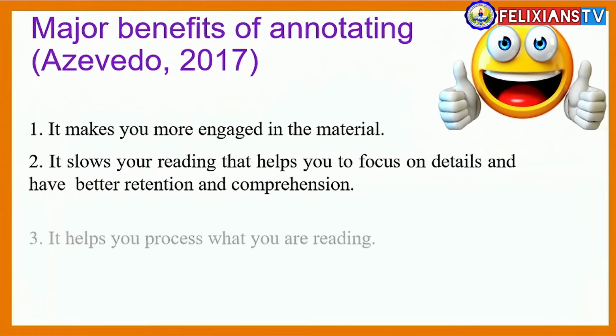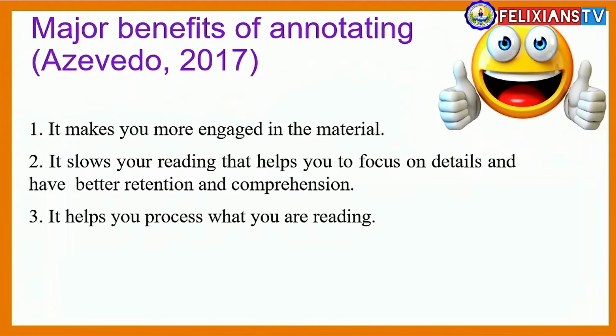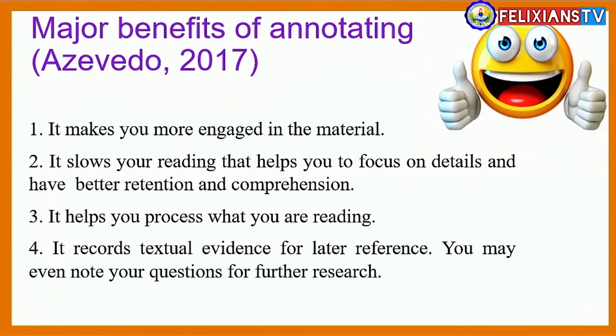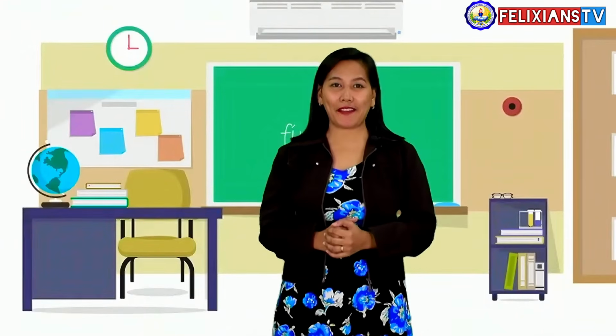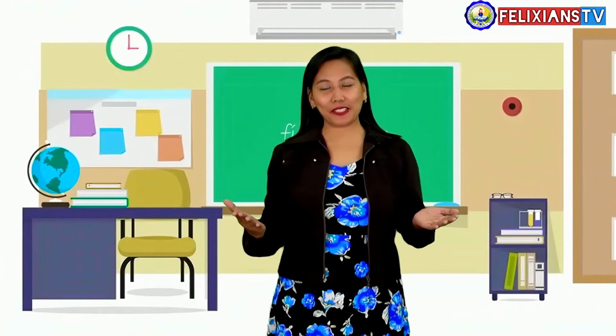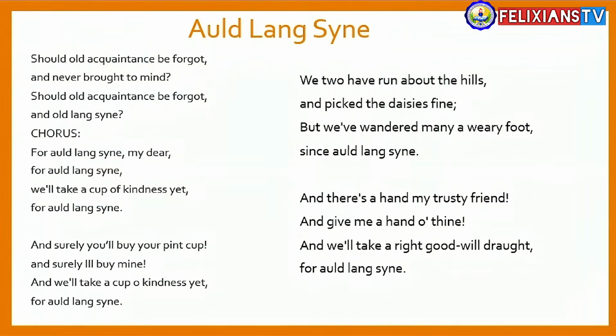Number 3, it helps you process what you are reading. And number 4, it records textual evidence for later reference. If you need to go back to any idea in the text, it's easy to do when you have annotation. We're done with the meaning of annotations and the benefits of annotations. Now, let's move on to the annotation strategies. In this one, we're going to use the song Auld Lang Syne. Are you familiar with this poem or song?